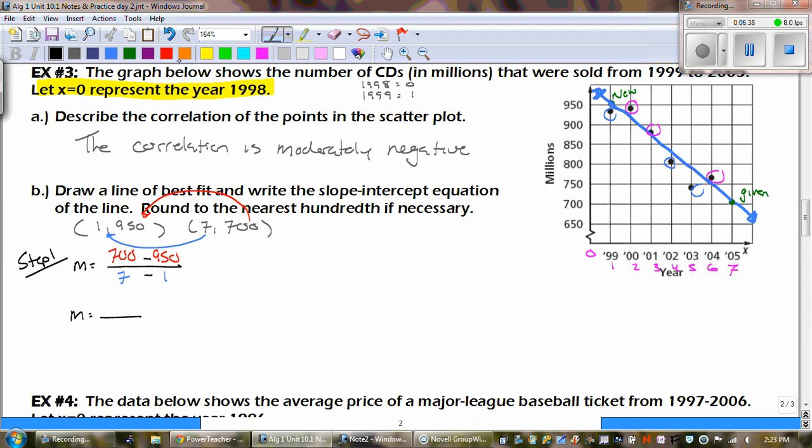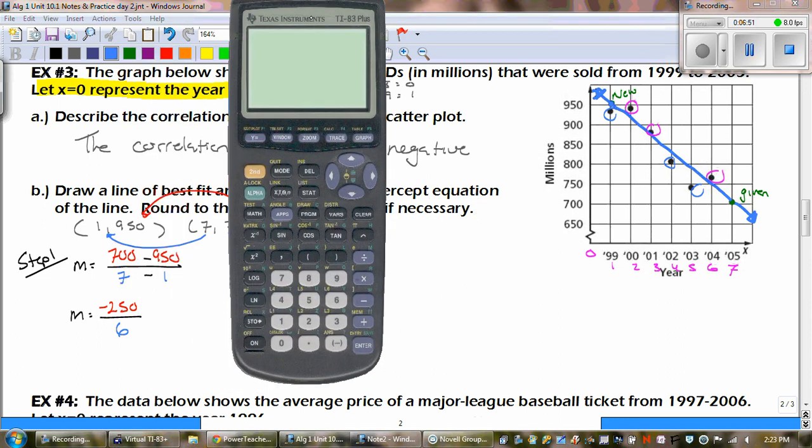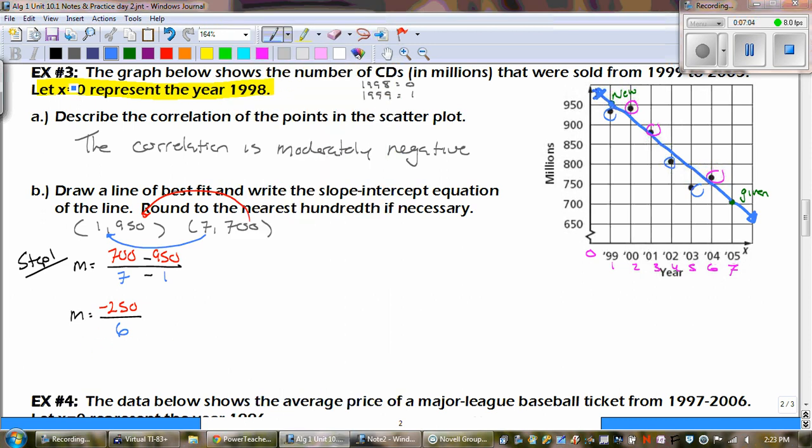So 700 minus 950, you should have gotten negative 250, and then 7 minus 1 is 6. Okay? And now we're going to need to divide that out. So negative 250 divided by 6, and we get negative 41.67. So our slope equals negative 41.67.